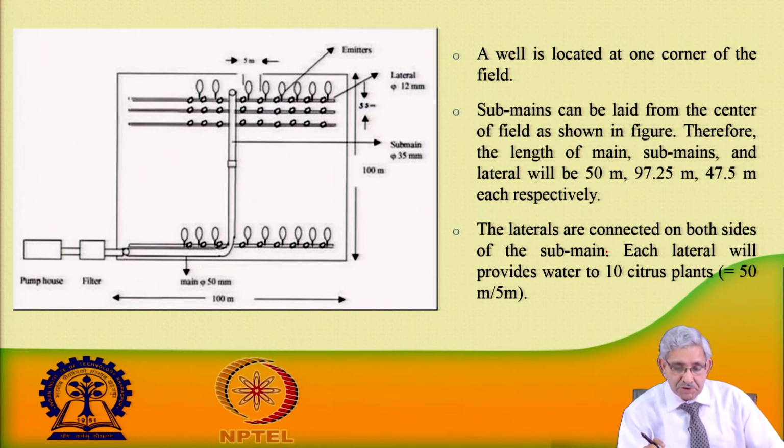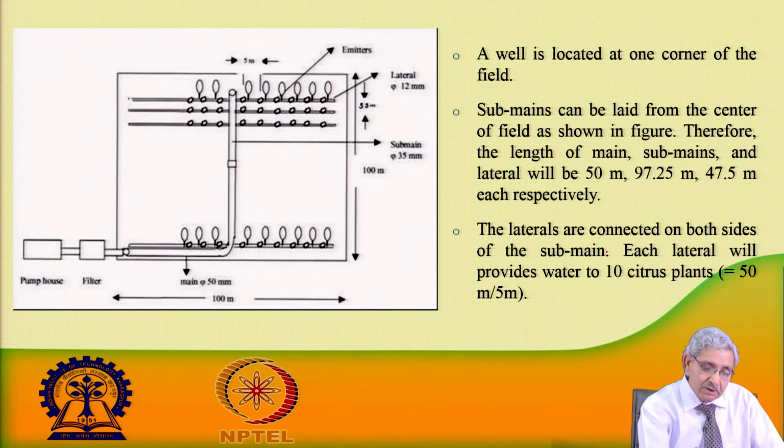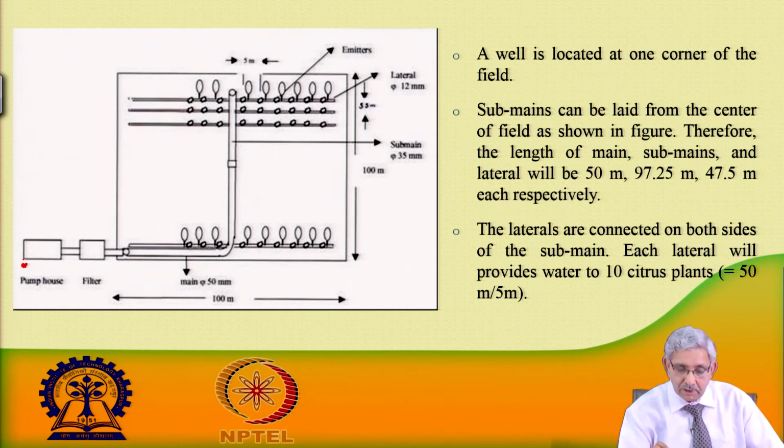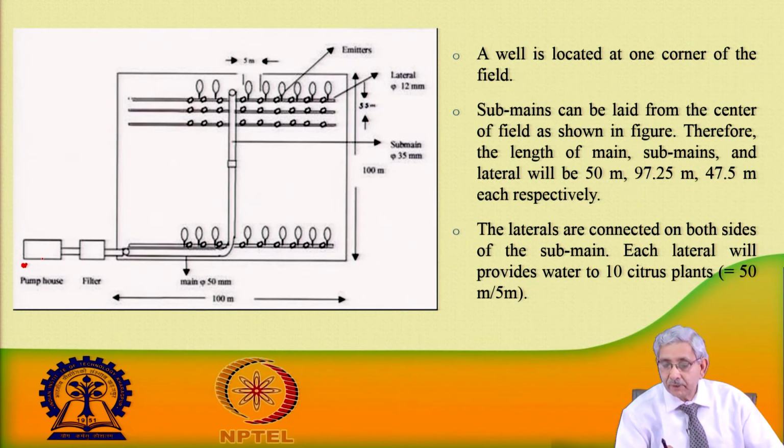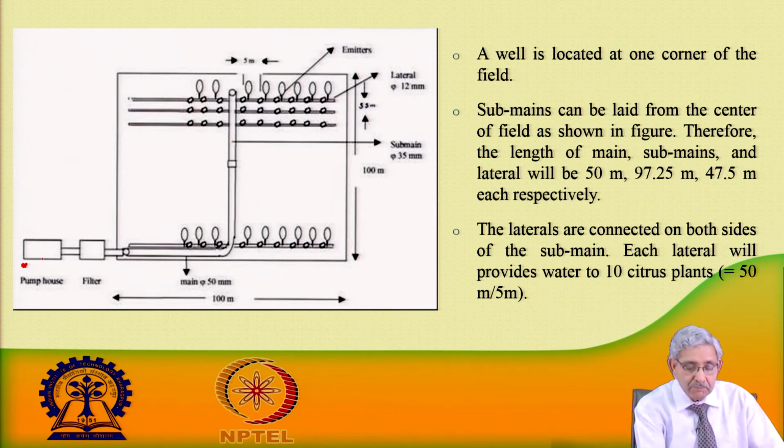Now, in the question it is given, the well is located at the southwest corner of the field. So, somewhere the field is, and the well is located at the southwest corner. So, this is a pump house, and then water is pumped by using a pump, and then we are connecting the drip system with the help of the pump.